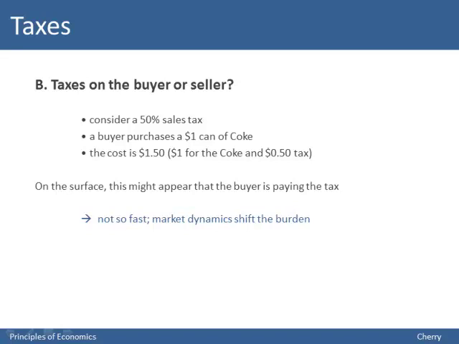So for instance, we can think about the sales tax. If you get a receipt and you buy something, it looks like you have a subtotal amount. In this case, it would be $1. And then you have a tax amount, and that would be the 50 cents. And then you have a total amount, and that's the $1.50. So it looks like you're paying the 50 cents. But the market dynamics, implicit negotiations of the market, will shift that burden of the tax, or that burden of the 50 cents.